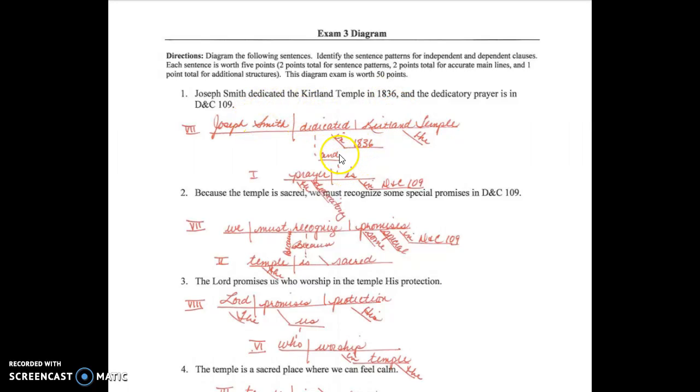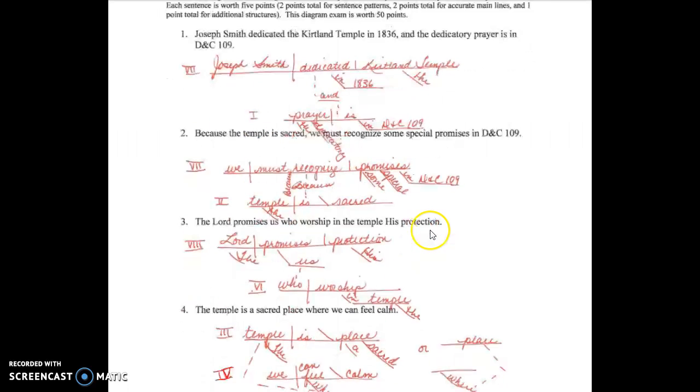We have our and, our conjunction in the middle, connecting the two clauses. The second subject is prayer, and then we have our be verb is. And D&C 109 is a prepositional phrase which goes underneath the verb and then the two modifiers. So we have subject and be verb, which makes that a pattern 1.